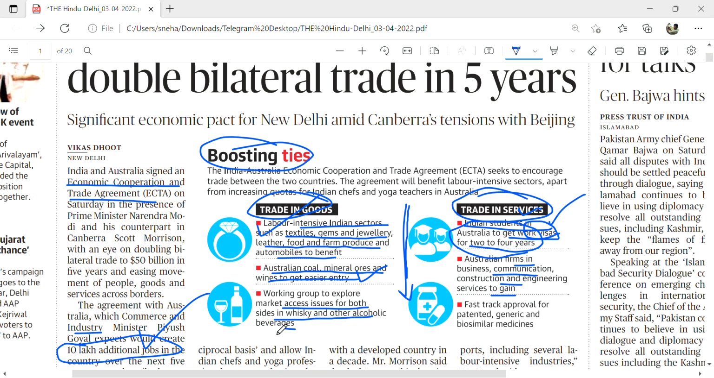Then there is fast-track approval for patented, generic and biosimilar medicines. Medicines are also a very good area of bilateral relationship between these two countries. So the agreement seeks to encourage trade between the two countries. The agreement will benefit labor-intensive sectors, apart from increasing quotas for Indian chefs and yoga teachers in Australia. So yoga also plays a very vital role.